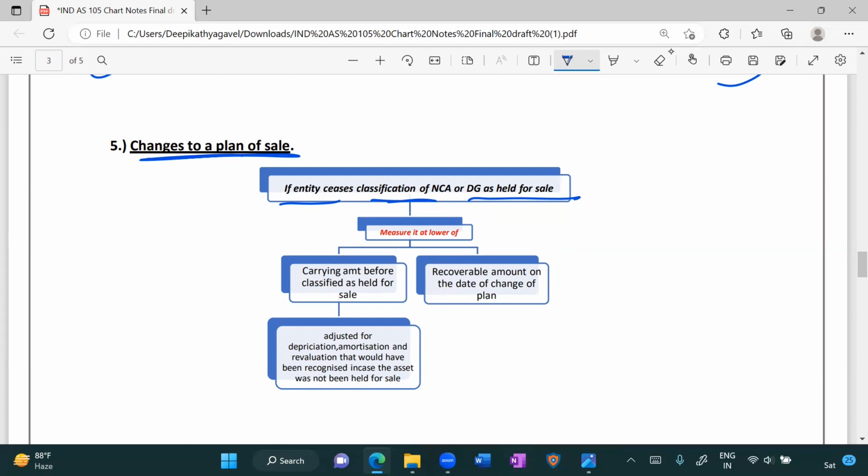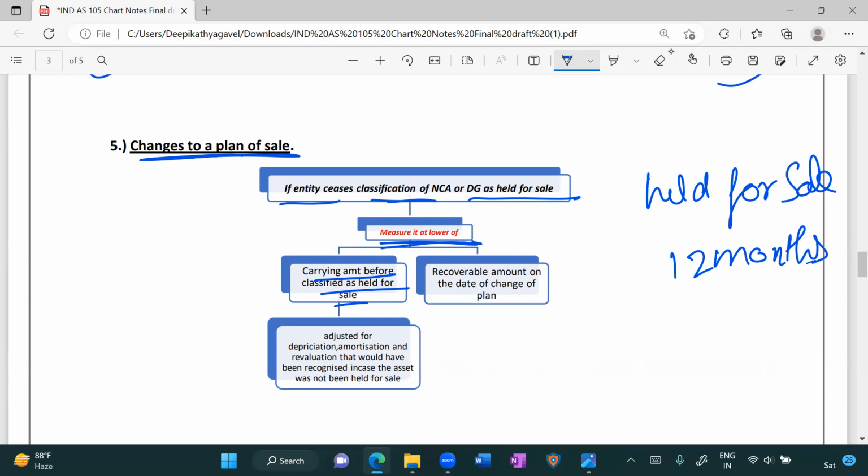Reclassify at which value? For that, the standard says measure it at the lower of the carrying amount before it was classified as held for sale. Before it was classified as held for sale, there will be a carrying amount, right? Take that carrying amount, and let's say it was held for sale for a period of, let's say, 1 year, so 12 months. For 12 months, you wouldn't have charged depreciation, right? So charge that depreciation, and that revaluation in case of any, take that also into consideration and bring it to its present value now. So what does the standard say?